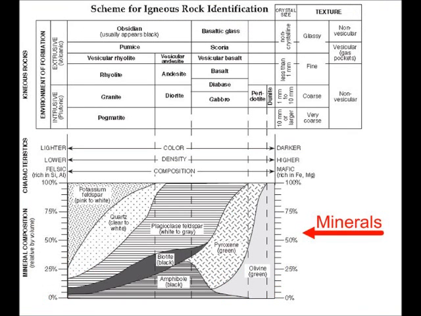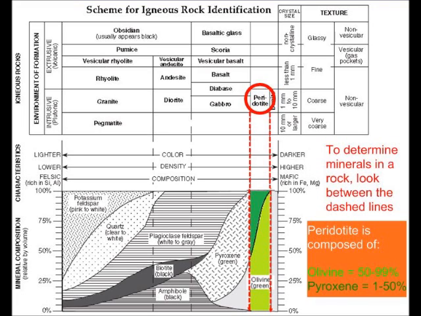It lists all the minerals that can go into making an igneous rock. Let's look at an example to see how this works. If you look at peridotite and you follow the dotted line down, you'll see that I've colored dark green for pyroxene and olive green for olivine, and you can see it varies. Peridotite can be anywhere from 50 to 100% olivine, and it can be anywhere from 0 to 50% pyroxene.